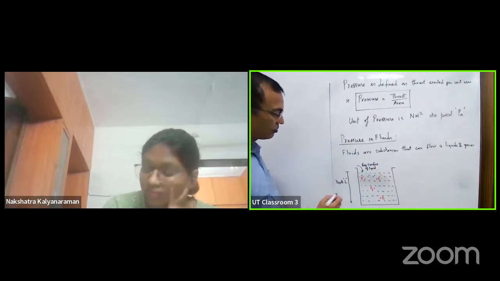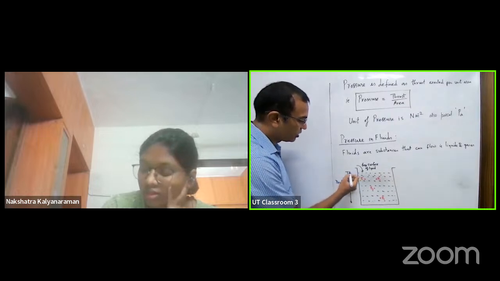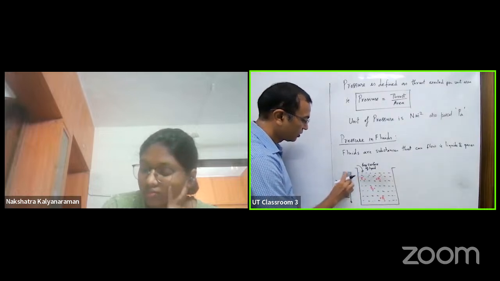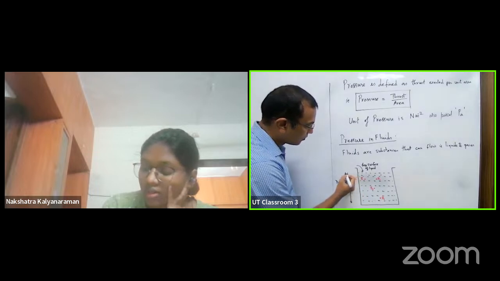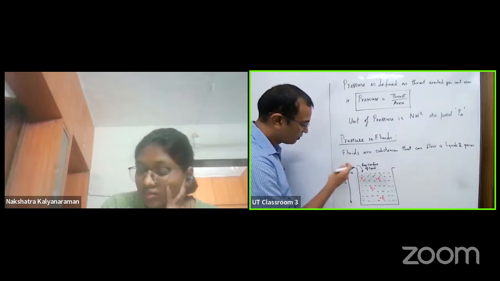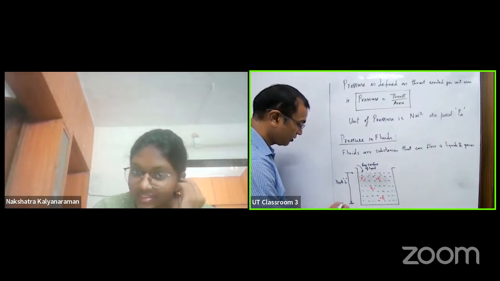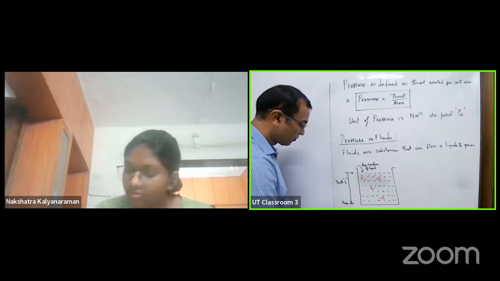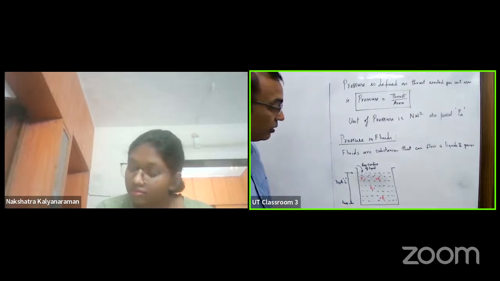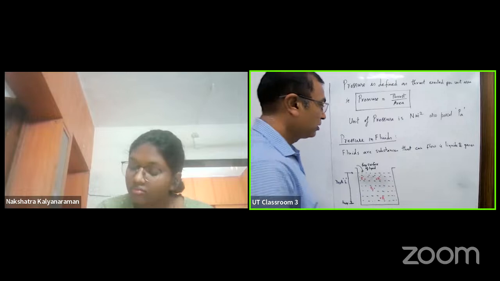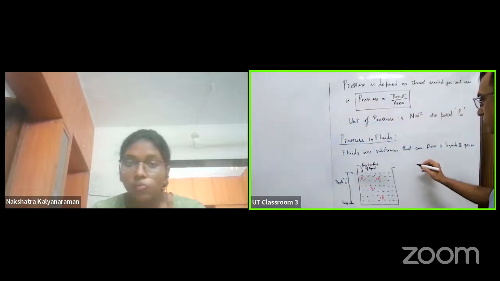Depth is always measured from the free surface of the liquid. So this is the free surface of the liquid, and this is the base of the vessel. There are certain rules. So what is the first thing?